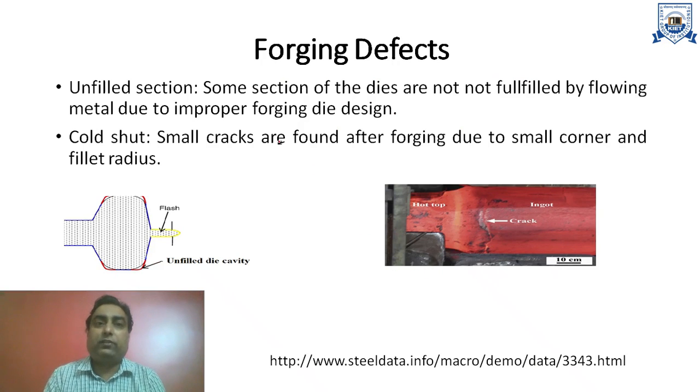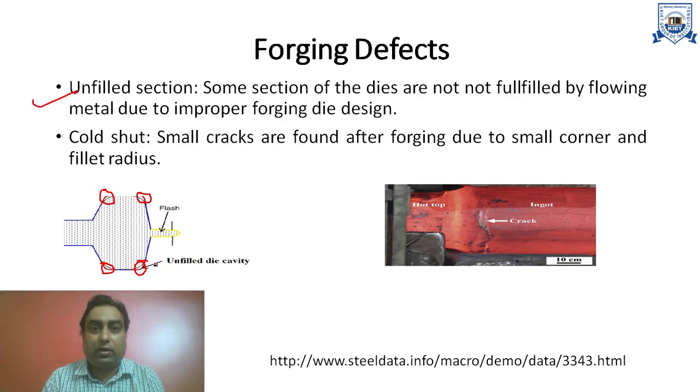Next we will discuss the forging defects. There are various types of forging defects in the job. First one we will discuss is the unfilled section. You can see here in the diagram there are certain sections which are unfilled. The material is not able to flow there, and this type of defect is called the unfilled section. And this is a forging defect.